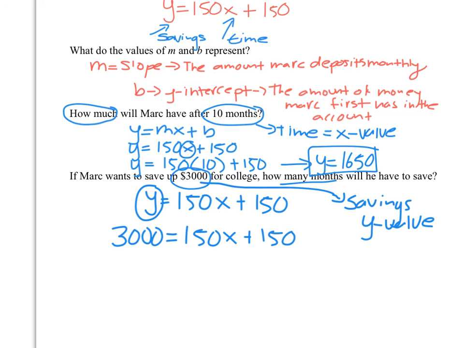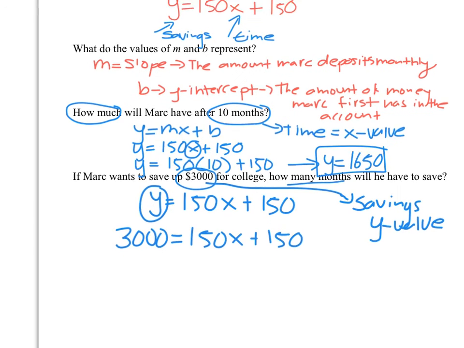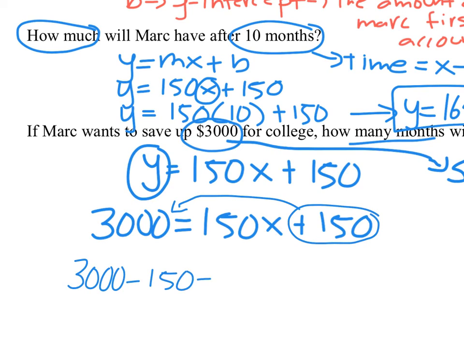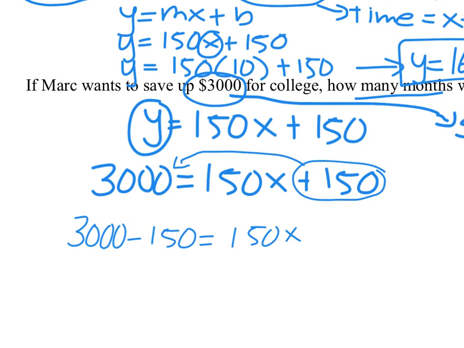And I'll complete the rest of the equation by solving for x, for how long I have to wait to save that $3,000. So then this becomes like the equations that we were doing on the first page. I've got 3,000 equals 150x plus 150. I'm going to first get rid of any addition and subtraction, so this plus 150 I'm going to move over to be with this 3,000, which then becomes minus 150 because it's moving to the opposite side. So 3,000 minus 150 is 2,850. Then I have 150 multiplied by x.